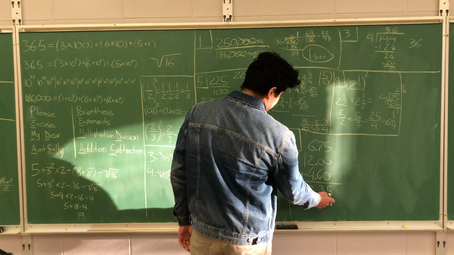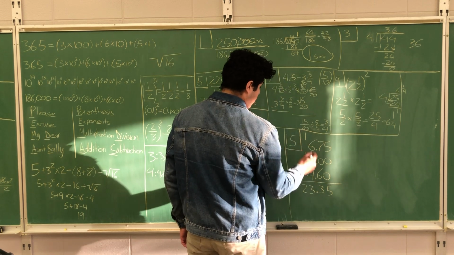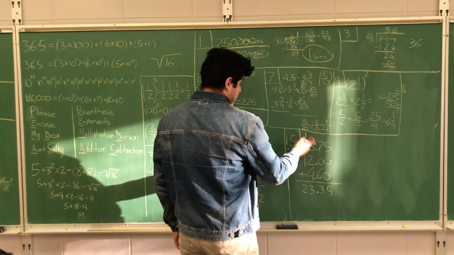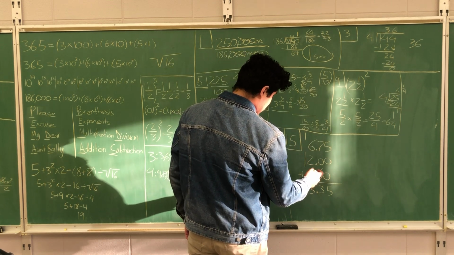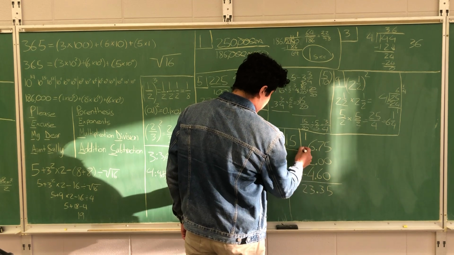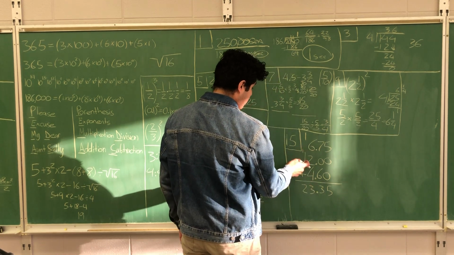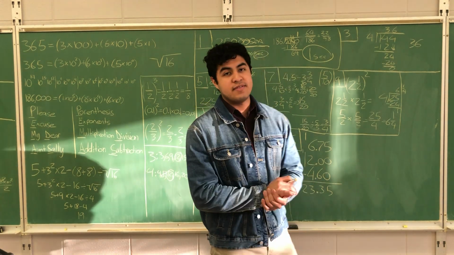So 5 plus 0 is 5, 7 plus 6 is 13, and I carry the 1. 6 plus 1 is 7, plus 2 is 9, plus 4 is 13. So I put my 3 and carry the 1. So 1 plus 2 is 3, to give us this final answer of 23.35.